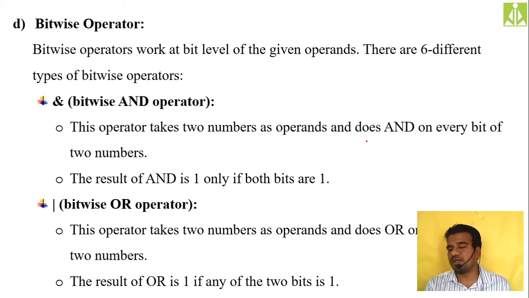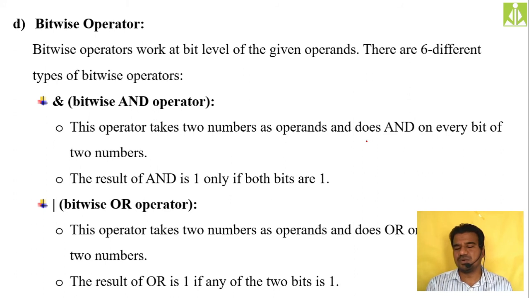So bitwise operators work at the bit level of the given operand. Bit level in the sense that whatever decimal value we are taking into consideration, we are not applying the bitwise operator directly on the decimal value. That decimal value we need to convert into binary before applying the bitwise operator. In C programming we have many bitwise operators, but for our consideration we are going with only 6 bitwise operators.